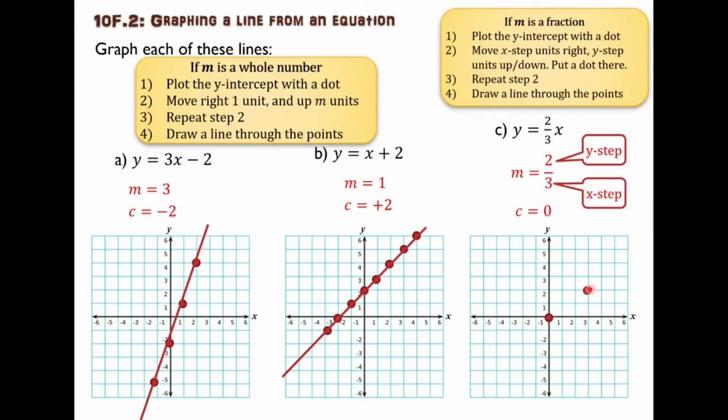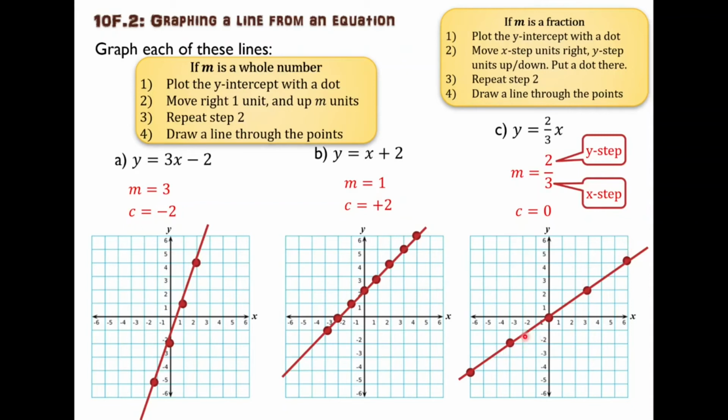X step is 3, Y step is 2. And then I can do the same again, right 3, up 2. I can go the same backwards, left 3, down 2, left 3, down 2. And then, once you've got enough points, probably at least 3 I would say, you can draw a line going through all of them.